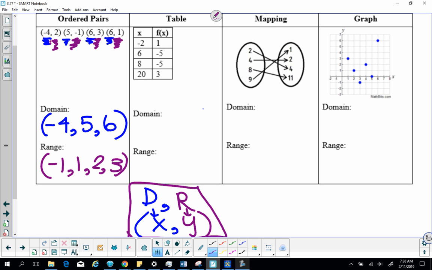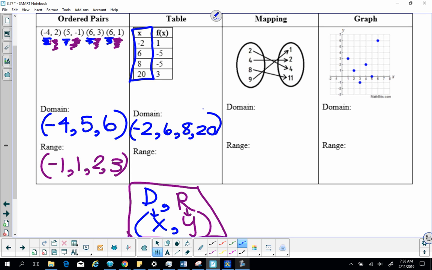From a table, it will look something like this. And so I know my X coordinates, Dr. XY, are my domain. So I know that all these are going to be my domain. So highlight that whole first row because it has X on it. I know those are going to be my domain. And so they're already in order. So I'm just going to put them down here. So it's -2, 6, 8, and 20. So they're just all your X coordinates.